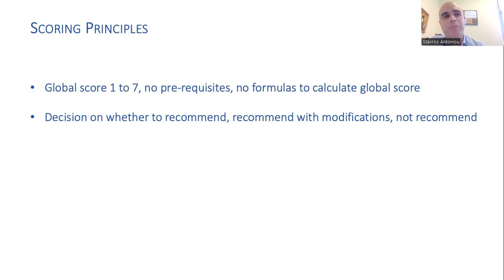But based on your experience and your involvement in the field, some domains might have a greater effect on your overall judgment on the global score and whether to recommend, recommend with modifications, or not recommend a guideline. For example, the methodological rigor of the original AGREE II might play a greater role compared to, let's say, the clarity of the presentation. But this is an individual judgment of each appraiser.